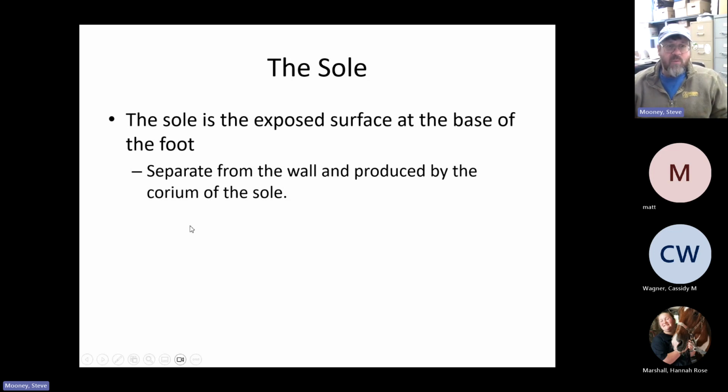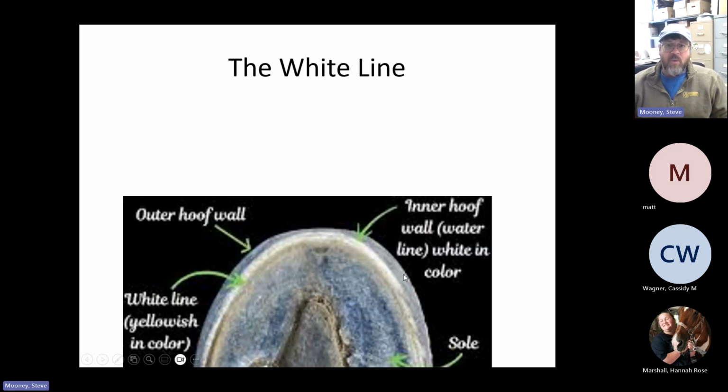And that's important when we get to the white line. So we have the wall coming down 1/4 inch a month, and then we're having the sole produced at 1/4 inch a month here. And then we knit those two things together in this yellow section here, the yellowish line there, that is that seam there.